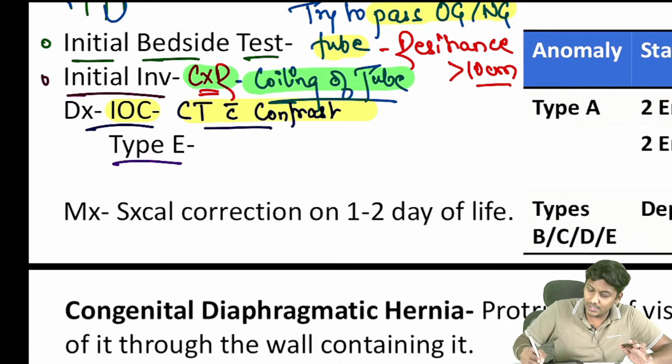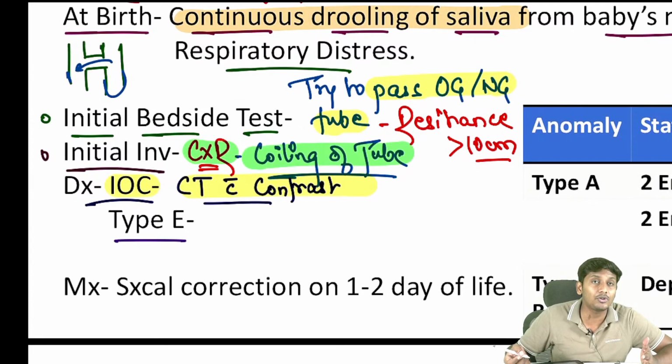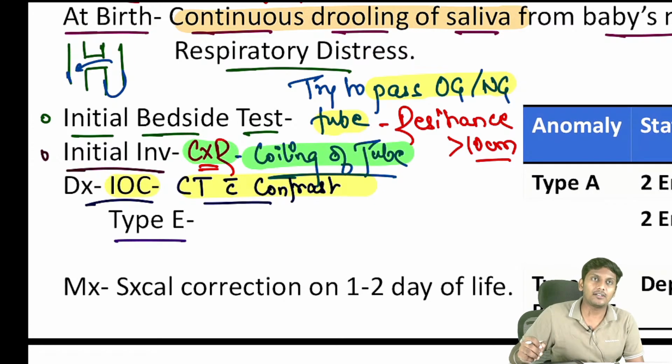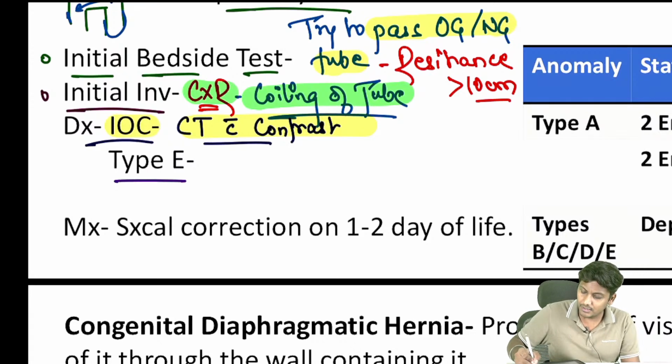Then type E जो है बच्चे, type E में there was only fistula. So in that condition, these tests might come out to be negative. Okay, the initial bedside test which was there, passing a nasogastric tube, you will not get any resistance क्योंकि esophagus तो पूरी है उसमें. Okay, you will not even get coiling of the tube. Okay, so in this definitely CT with contrast से भी बेहतर होगा that you go for a tracheoesophagoscopy.